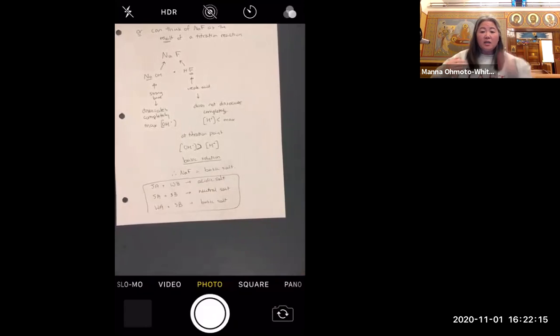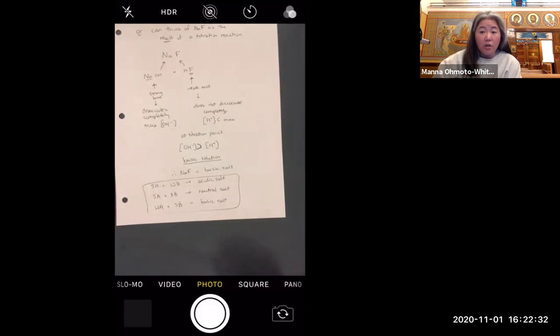So if you're looking at it in terms of the result of a titration reaction, a strong acid with a weak base will result in an acidic salt. A strong acid with a strong base will result in a neutral salt, and a weak acid plus a strong base results in a basic salt.